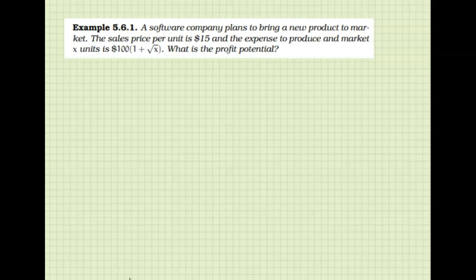Let's look at what's going on here. There are two functions that we need to investigate. The first one has to do with the sales price. The sales price per unit is $15. Through that information, we can figure out how much the company is bringing in, so we can figure out the gross income.